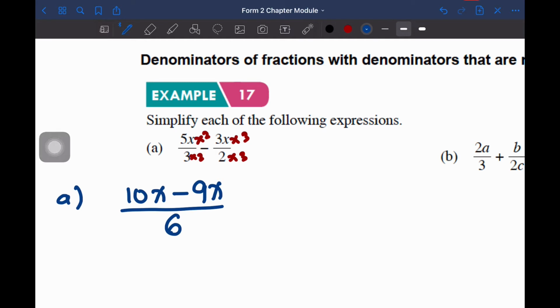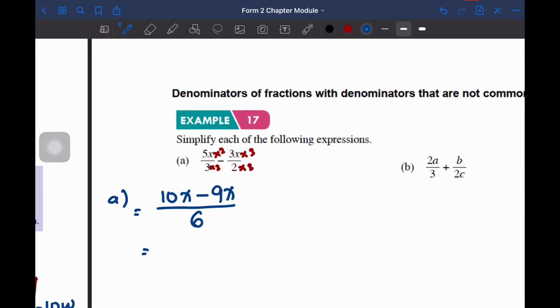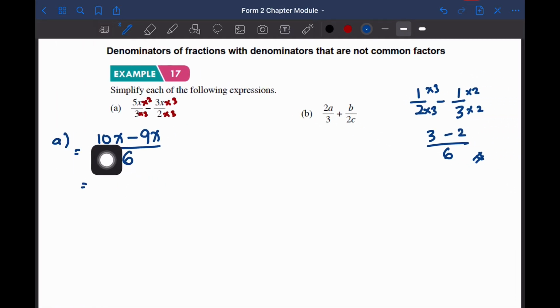Okay, so simplify. 10x minus 9x. Okay, contoh 10 apple tolak 9 apple. Berapa biji apple lagi? 1 apple. So x over 6.